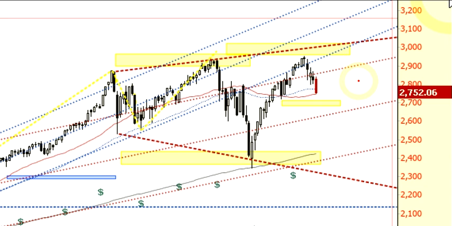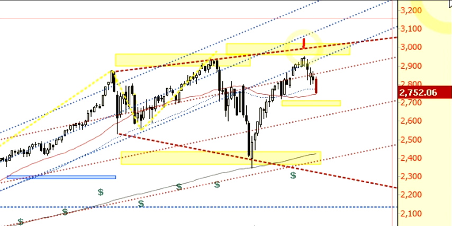We're looking at the S&P 500, and we've been talking for some time now about this expanding triangle. The way an expanding triangle works is you've got A, B, C, D, E, and then a wave 5. There are a couple of possibilities here.